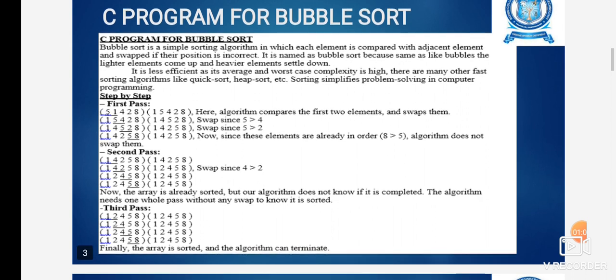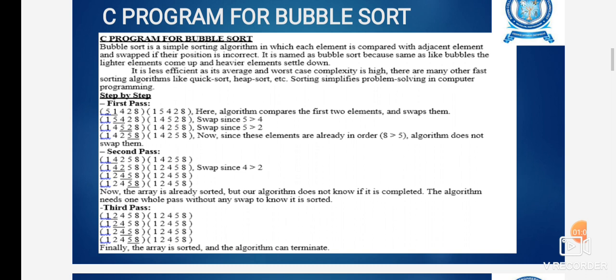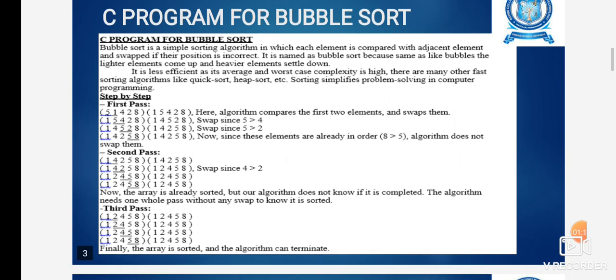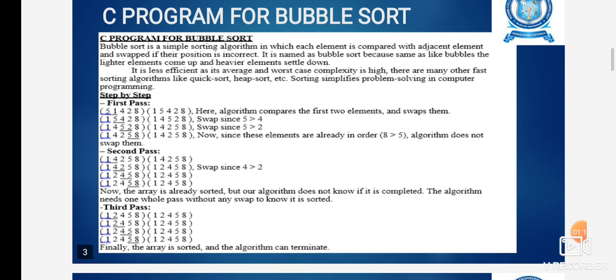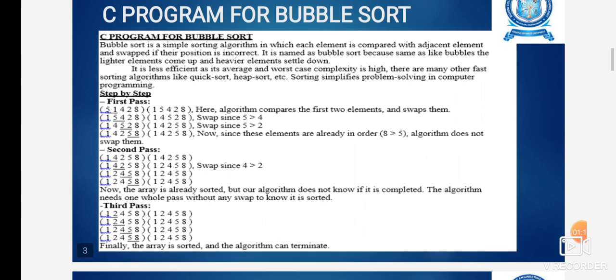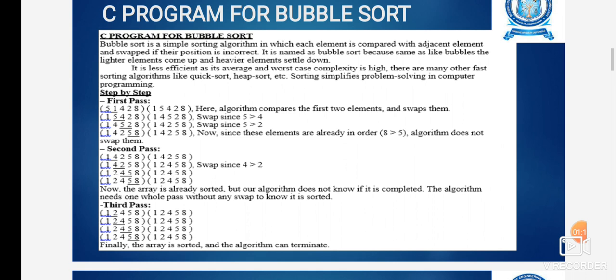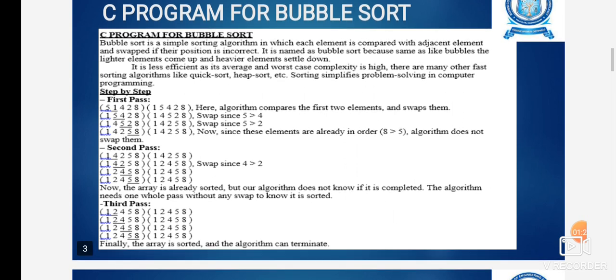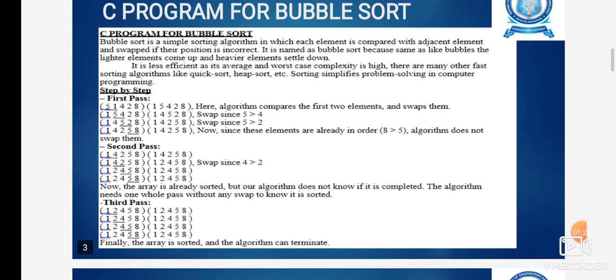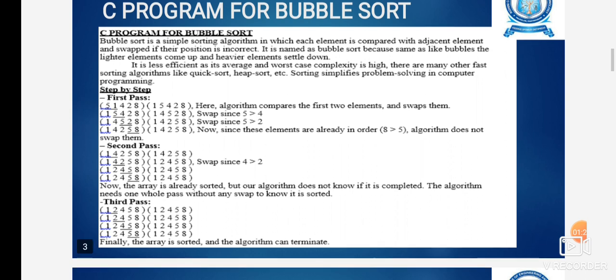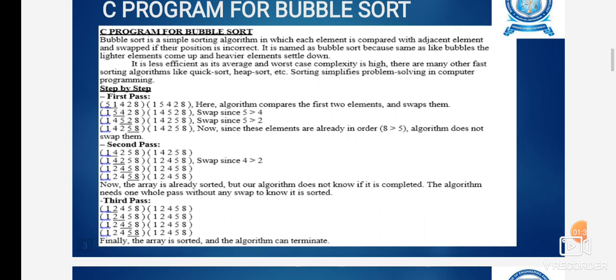So this is the example for bubble sort. The elements are 5, 1, 4, 2, 8. In the first pass, the algorithm compares the first two elements and swaps them if needed. Here the first two elements are 5 and 1. Compare 5 and 1. 1 is lesser and 5 is higher, so we swap 5 and 1. The next iteration, the elements are 1, 5, 4, 2, 8.